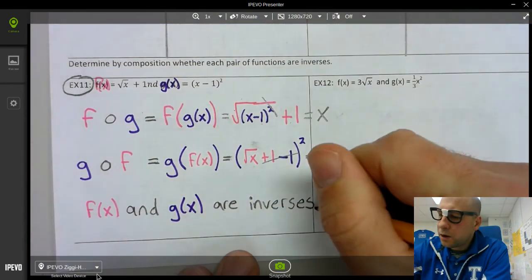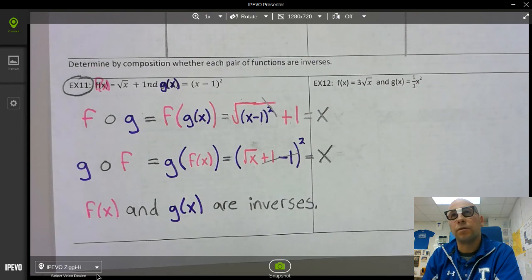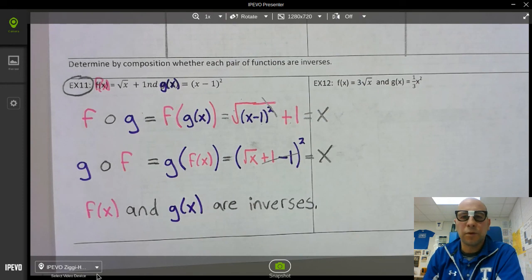All right. So with that, try example 12 before you get to class tomorrow. And actually, I guess if you're watching this on Friday, maybe not tomorrow, but on Monday. Yep. So with that, have those examples prepared, ready for class.